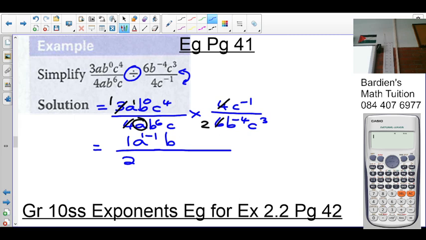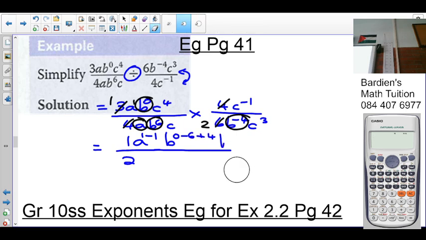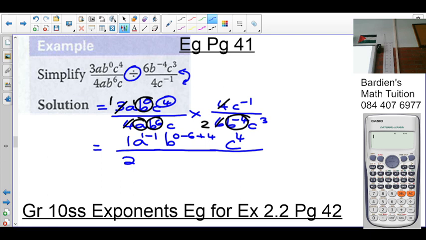Okay. People, anything to the power 0 is 1. Or we can just say 0. When we divide, what do we do to the exponents? We must minus. Can you see? So we're going to minus those exponents. So for b it will be 0 minus 6 plus 4. For c, there's a 4 here, so it's going to be 4, plus minus 1, which is minus 1, minus 3. Remember, when we're dividing and bases are the same, we subtract.